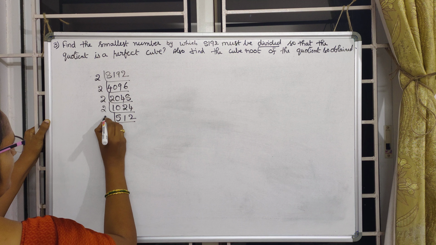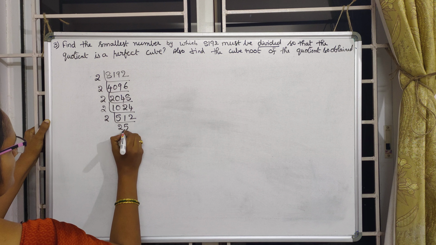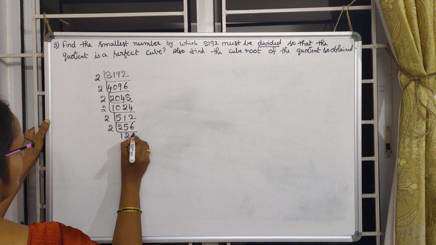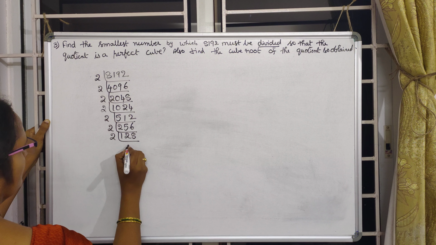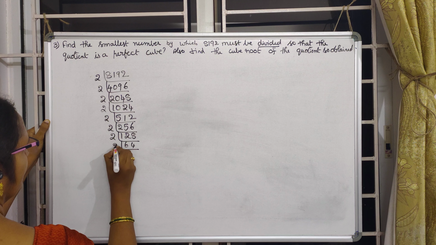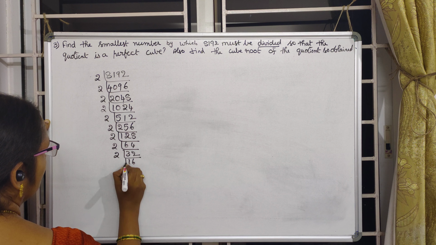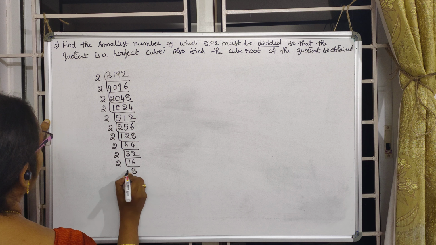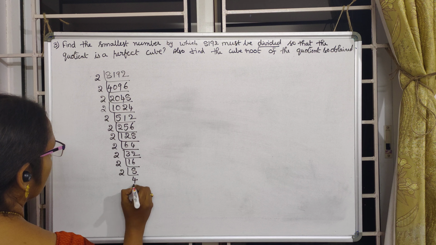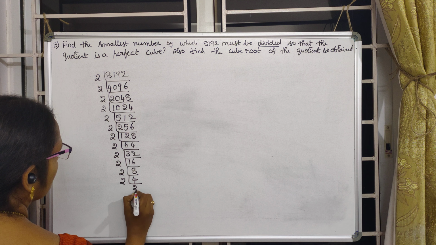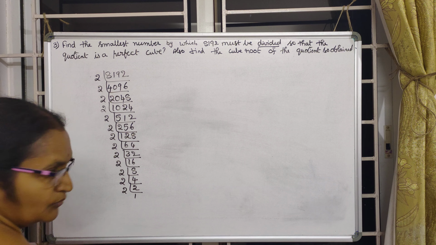2 twos. Again 2 table. 2 twos are 4. 2 fives are 10. 2 6. Again 2 table. 128. Again 2 table. 64. Again 2 table. 32. Again 2 table. 16. Again 2 table. 8. Again 2 table. 4. Again 2 table. 2. Again 2 table. 1.